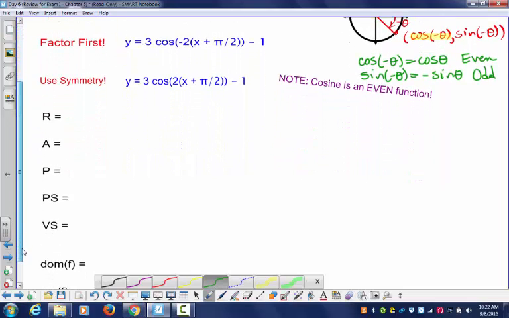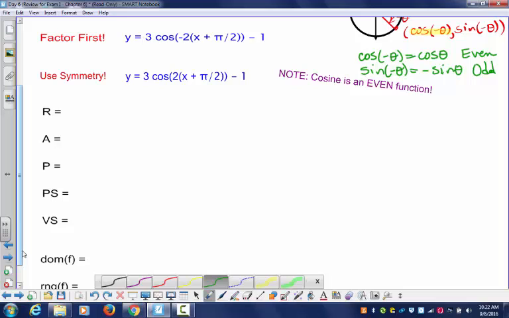All right, so now we have our guide, our simplified guide. We read left to right. No reflection, amplitude is 3, period is 2 pi over 2, which is pi. Phase shift, opposite of what we see. Vertical shift, exactly what we see. 5 characteristics.